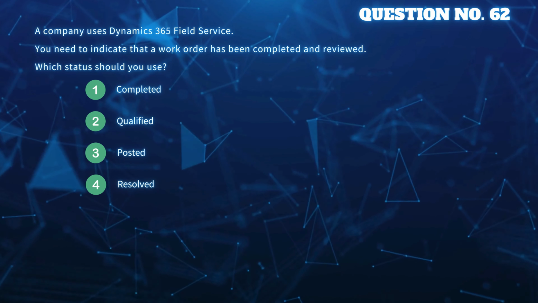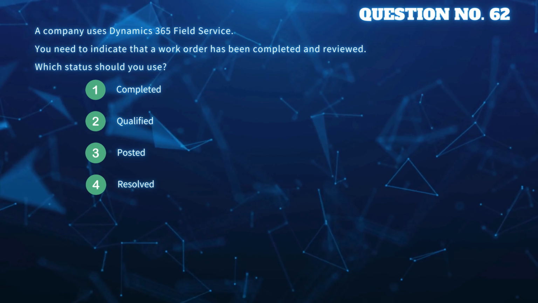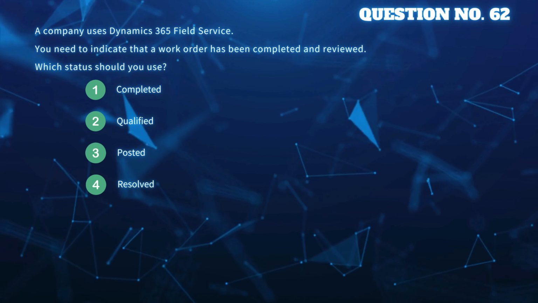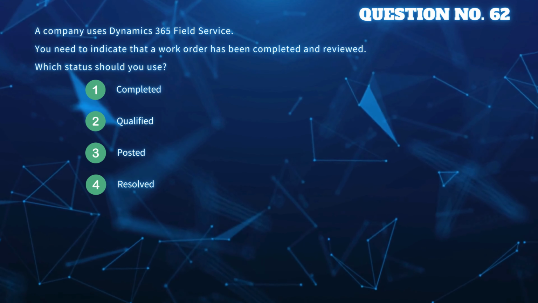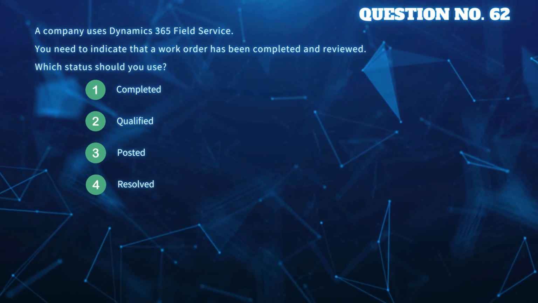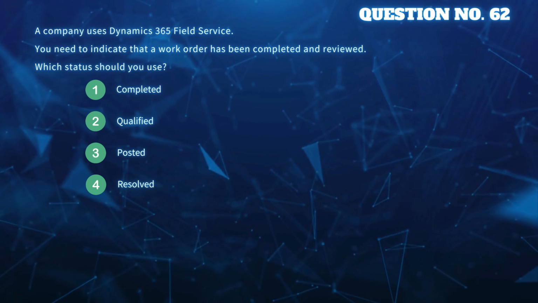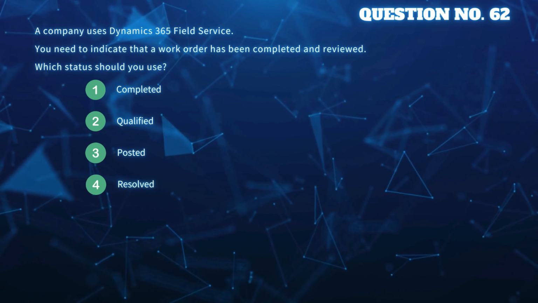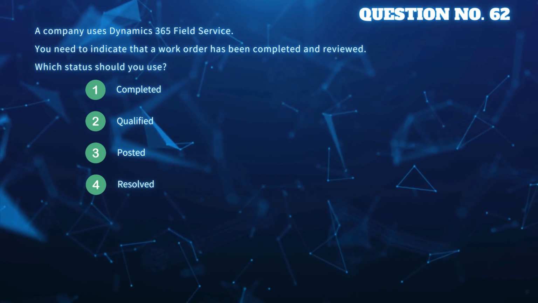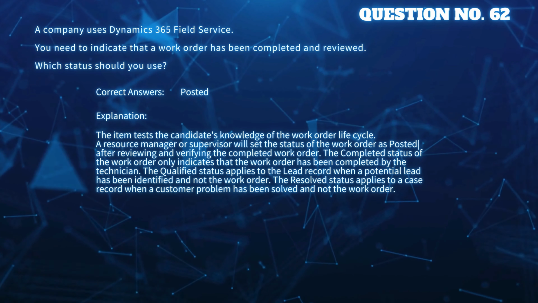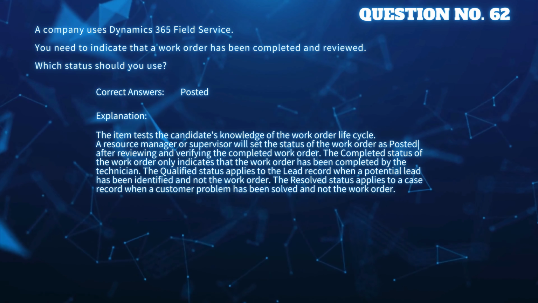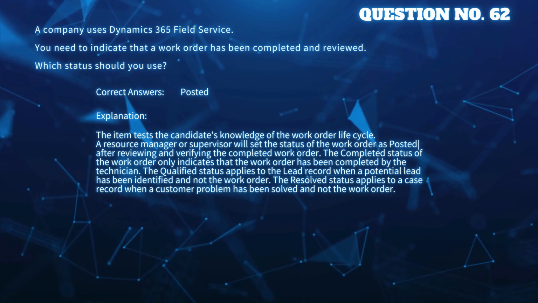A company uses Dynamics 365 Field Service. You need to indicate that a work order has been completed and reviewed. Which status should you use? Option 1, Completed. Option 2, Qualified. Option 3, Posted. Option 4, Resolved. Correct answers: Posted. Explanation: the item tests the candidate's knowledge of the work order lifecycle.